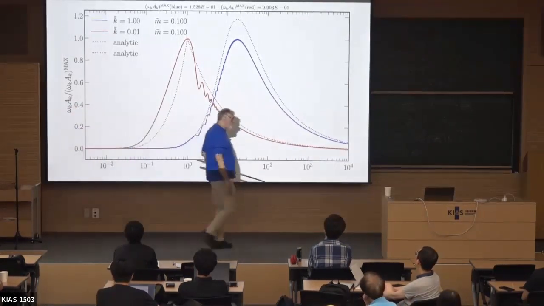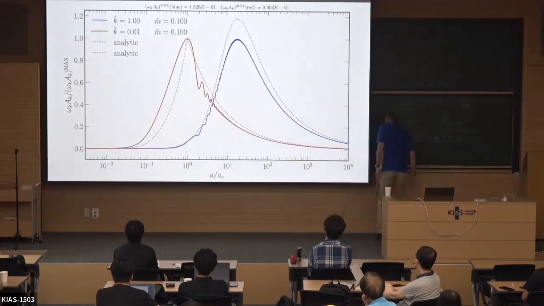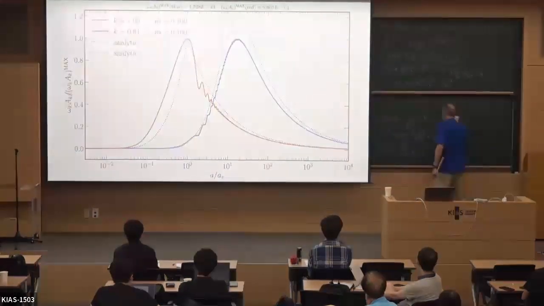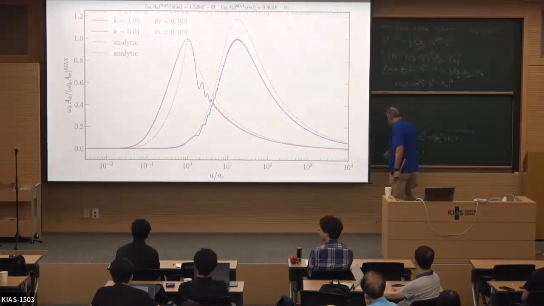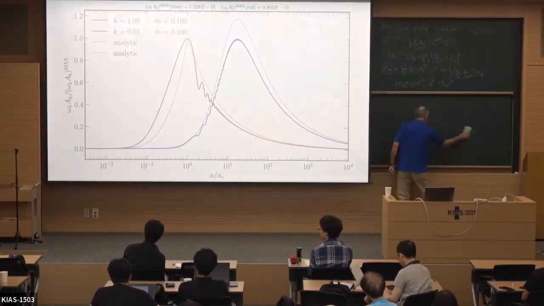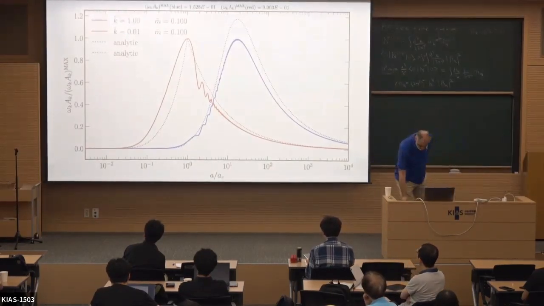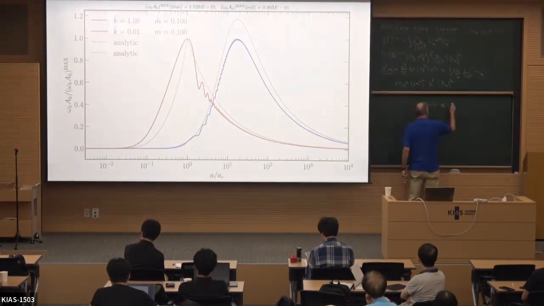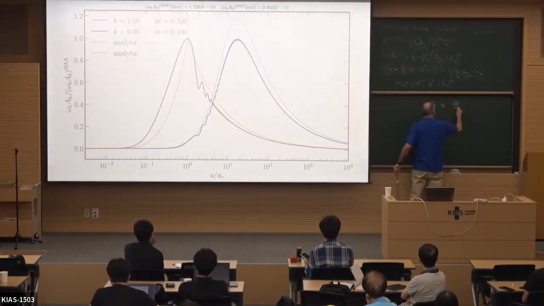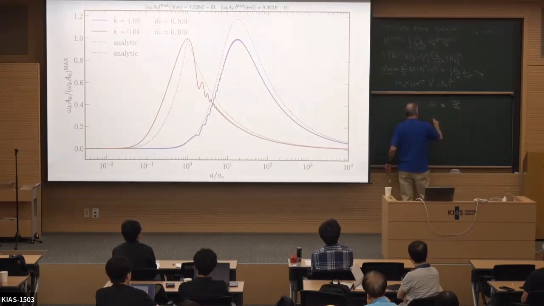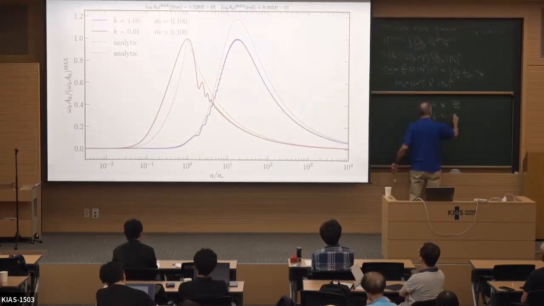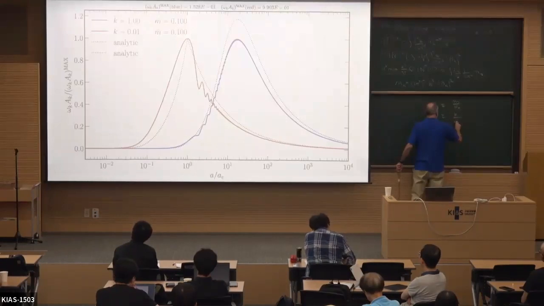Let's see, I didn't write what this is. M tilde will be defined as m over HE, the expansion rate at the end of inflation, and K tilde will be defined as K over AEHE.